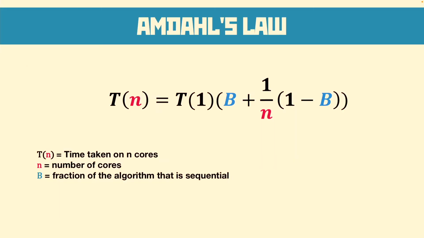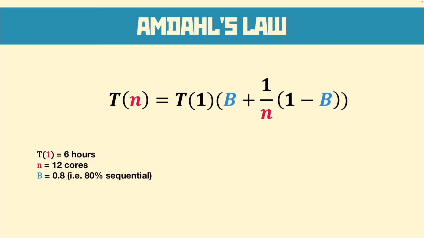Amdahl's law is a way of calculating the time it takes to process data on a multi-core machine. So you need to remember this equation. Tn, or the time it's going to take us on n cores, is equal to the time it takes on 1 core, and that could be in hours, in minutes, whatever, multiplied by the fraction of the algorithm that's sequential, they'll probably give you this as a decimal, plus 1 over the number of cores multiplied by 1 minus the fraction that is sequential. So essentially, we are trying to multiply the time taken by how much the algorithm is sequential and a fraction of it that's not. Let's give you an example.